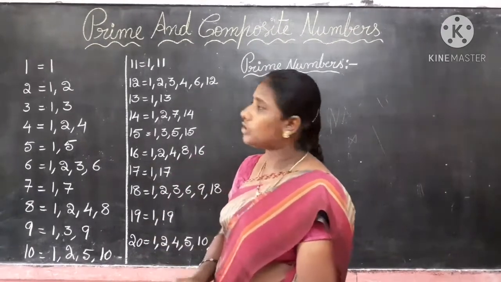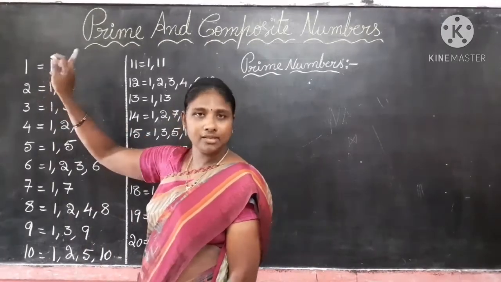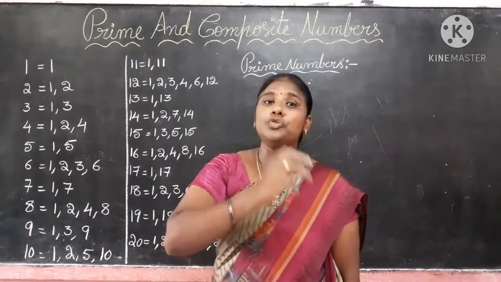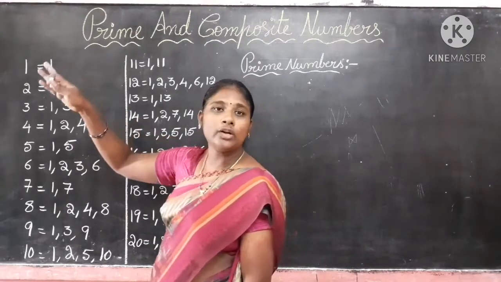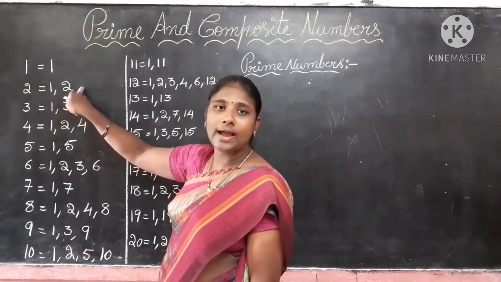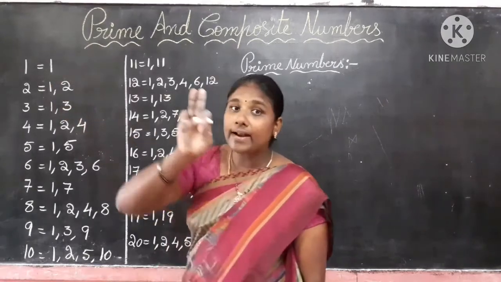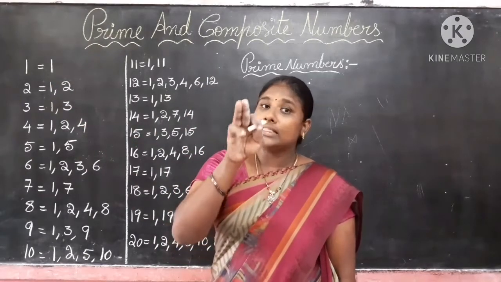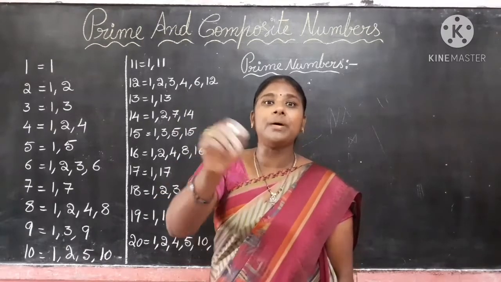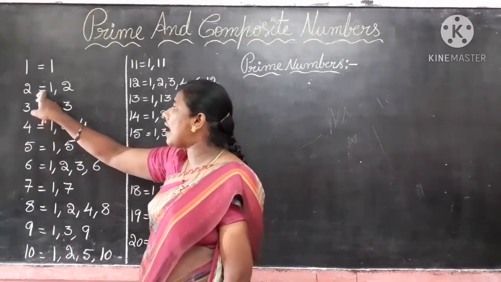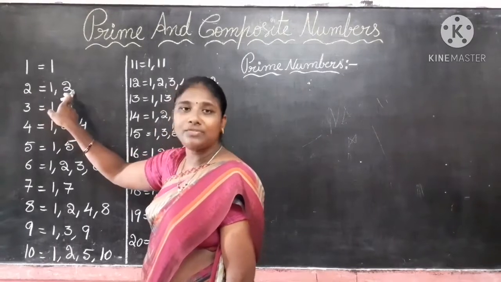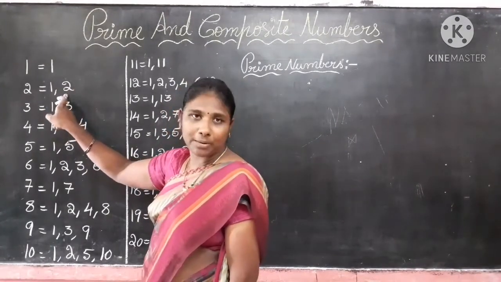Okay, now if we observe here, 1 having how many factors? 1 factor. But how many factors have to be for a prime number? 2 factors. Okay, so 1 is not a prime number. Leave it. Next 2. 2 having how many factors? 2 factors are there for 2. The 2 factors also what will be? 1 and that number itself. Here if you observe 2, 2 having what factors? One number is 1. Another one is 2, the number itself. So 2 is a prime number.